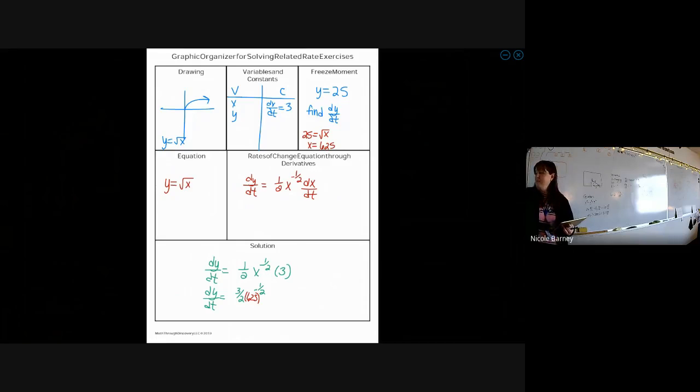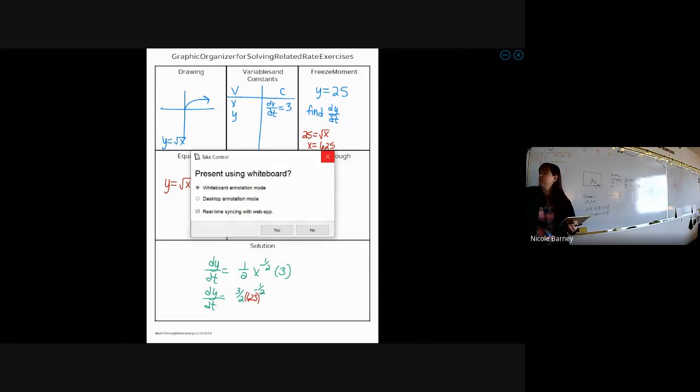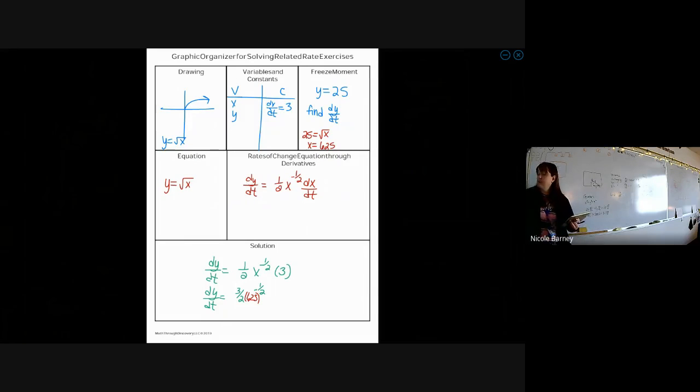Yeah. I really only knew dx dt because it's constant, so that's 3. But I don't know x at the freeze moment just yet. So I have to go back to the freeze moment and say, okay, if I know that y was 25, can I figure out what x was at that moment? Just like those triangle problems. Like if I know what one of them is, can I find what the other one is? Yeah, okay. Yep, so I found out if y is 25 at the freeze moment, the x has to be 625. So then I come down here and I plug that back in here, and then I'm just going to rewrite this.